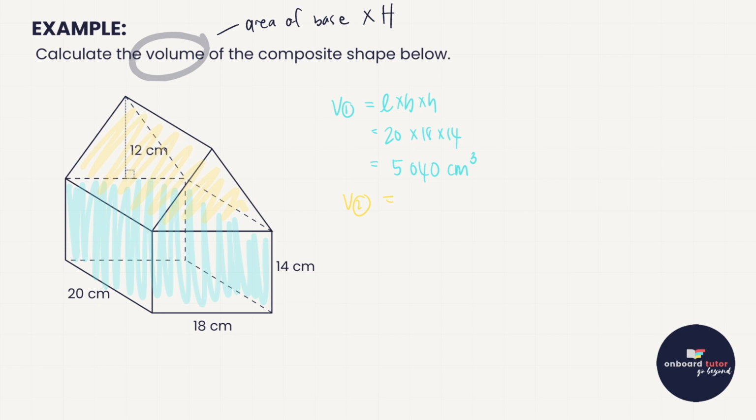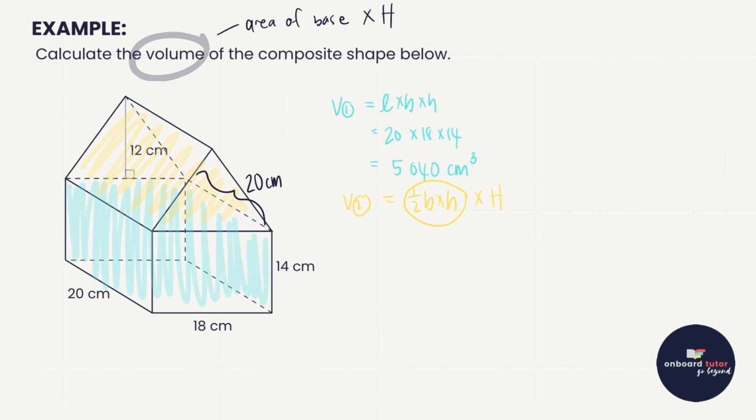So what's the area of a triangle? It's half base times height. And then once we have the area of the base, we times by the overall height of the shape. Okay, so looking at this here, the overall height of this triangular prism is actually the same as the length there of our rectangle. So 20 centimeters is the height of the shape.